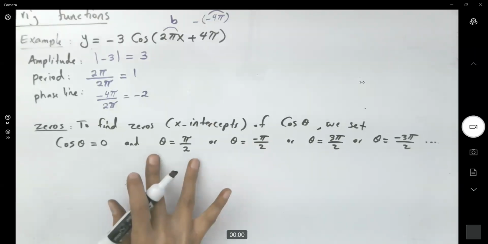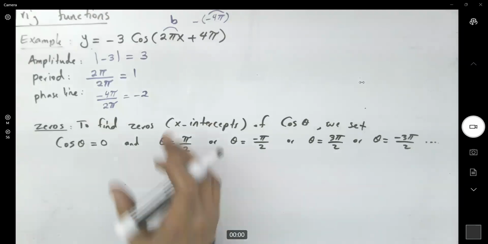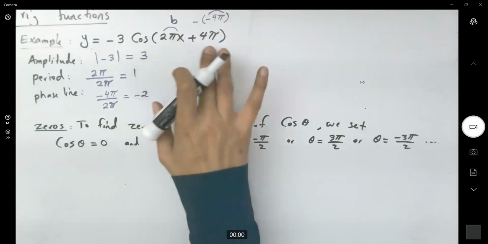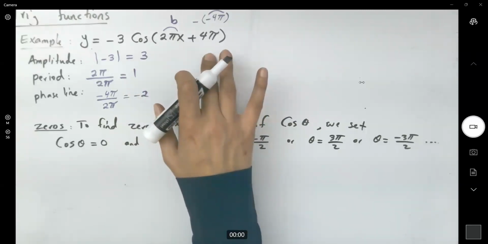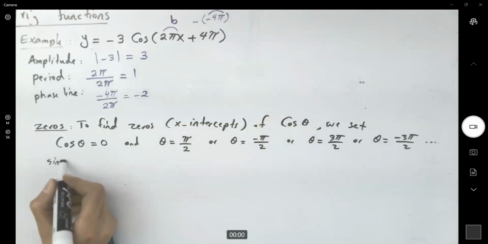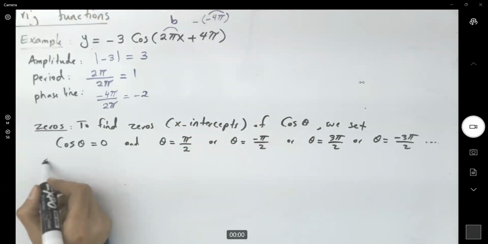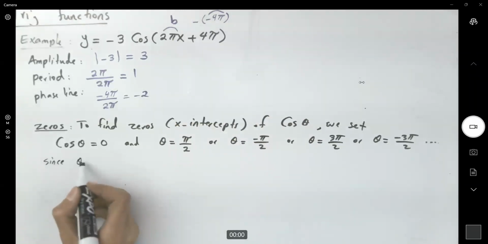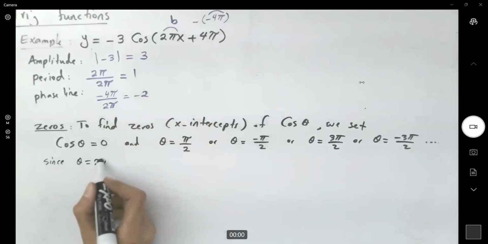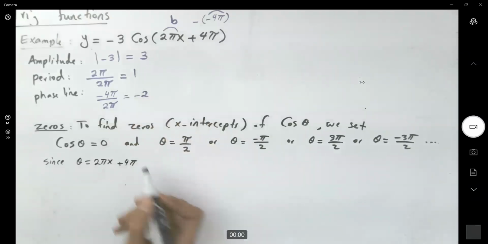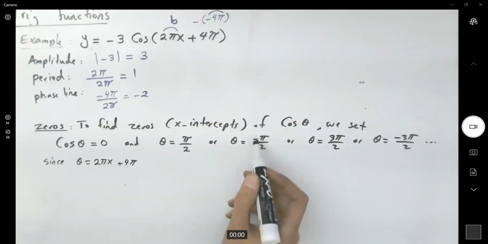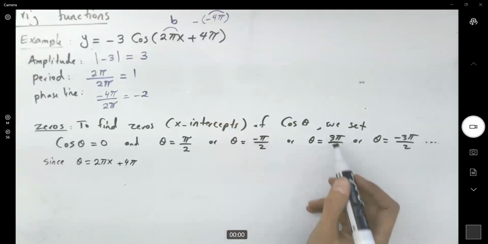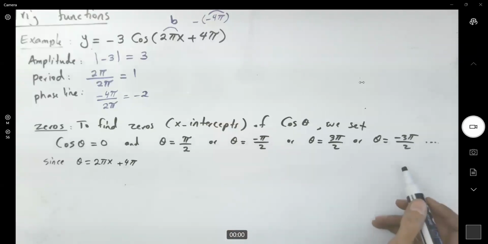So theta is equal to pi over 2. What is theta? We define theta to be this expression here. This is my cosine of theta, am I right? So since theta is defined as 2 pi x plus 4 pi, we're going to set this quantity equal to pi over 2, negative pi over 2, 3 pi over 2, and negative 3 pi over 2, and solve for x.